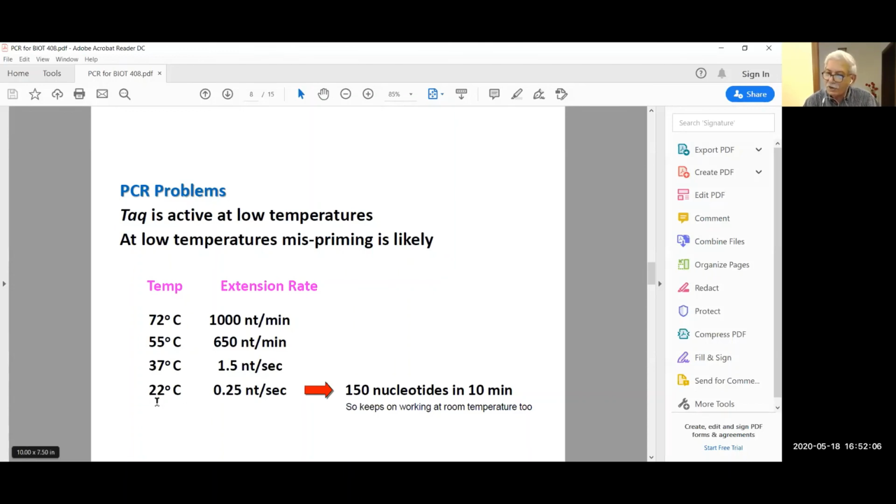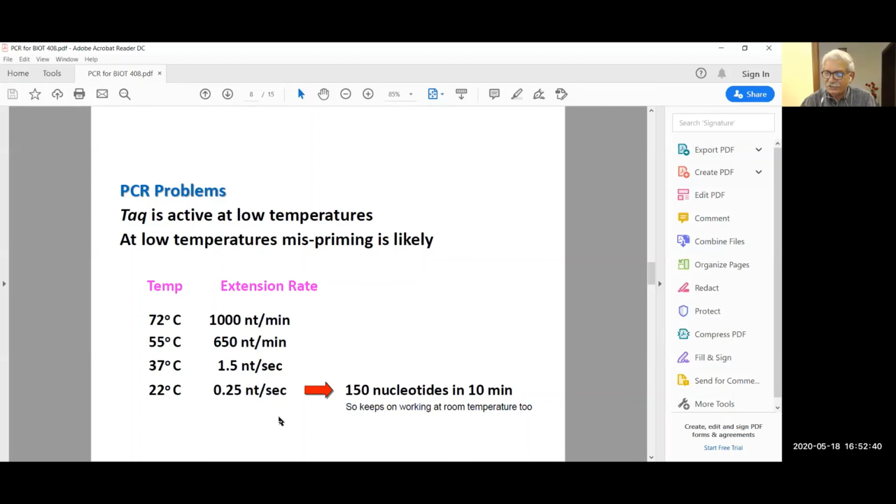Now, if you come down to 22 degrees centigrade, your laboratory temperature is usually at 25. If you perform at 22 degrees centigrade, you are incorporating 1 nucleotide per 4 seconds. It means even at room temperature, the Taq polymerase has started polymerization.